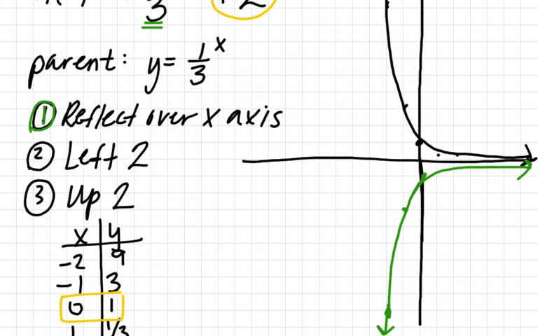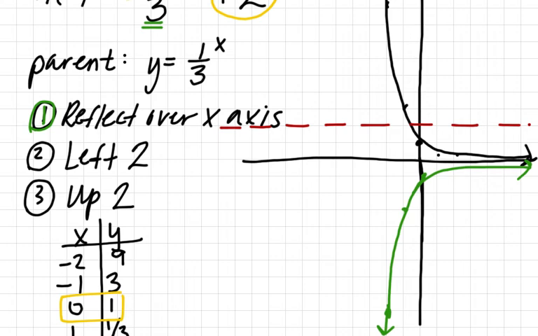Now the next 2 steps, shifting left 2 and up 2, you could do as 2 separate steps, or you could just do them together in one step. I recommend that you graph the asymptote first. Our asymptote used to be y equals 0. If we move left 2, the asymptote doesn't change. But if we move up 2, the asymptote definitely changes. So our asymptote, which is horizontal, just moves up 2. We have our new asymptote.